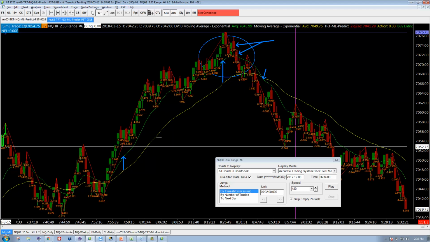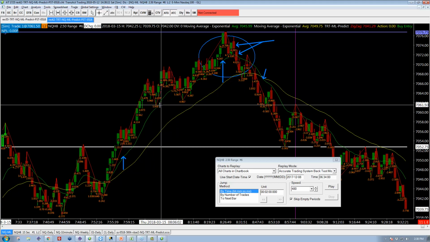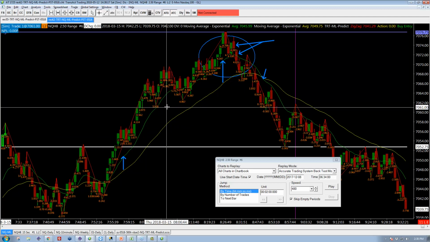And then I was also thinking about, okay, did I present the data to the machine in the wrong way? The number you're seeing on here is the delta between the 13 and the 34. So a positive number means that the 13 is above the 34, and the bigger the number, the further above it is. So, all right.